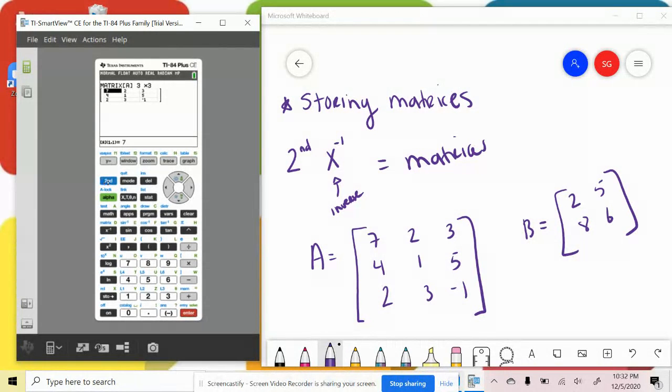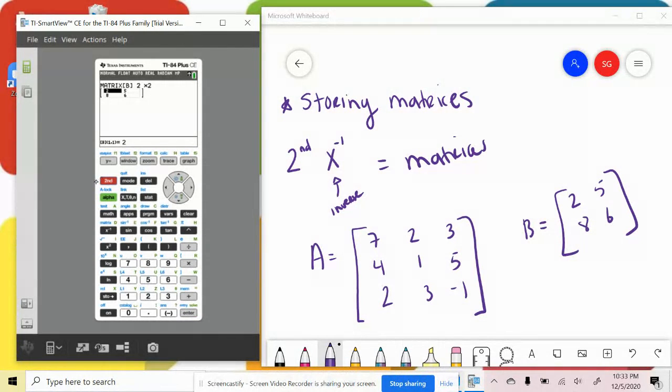If I want to go back and enter another matrix, I'm going to go back to second matrix, and you can see that it's now there. If I want to edit it, let's say I did something wrong, I would go back here and I can change the dimensions or any of those entries. So second matrix, I'm going to go down to B, and this one that I've written down is a 2 by 2. So I've got 2, 5, 8, 6.